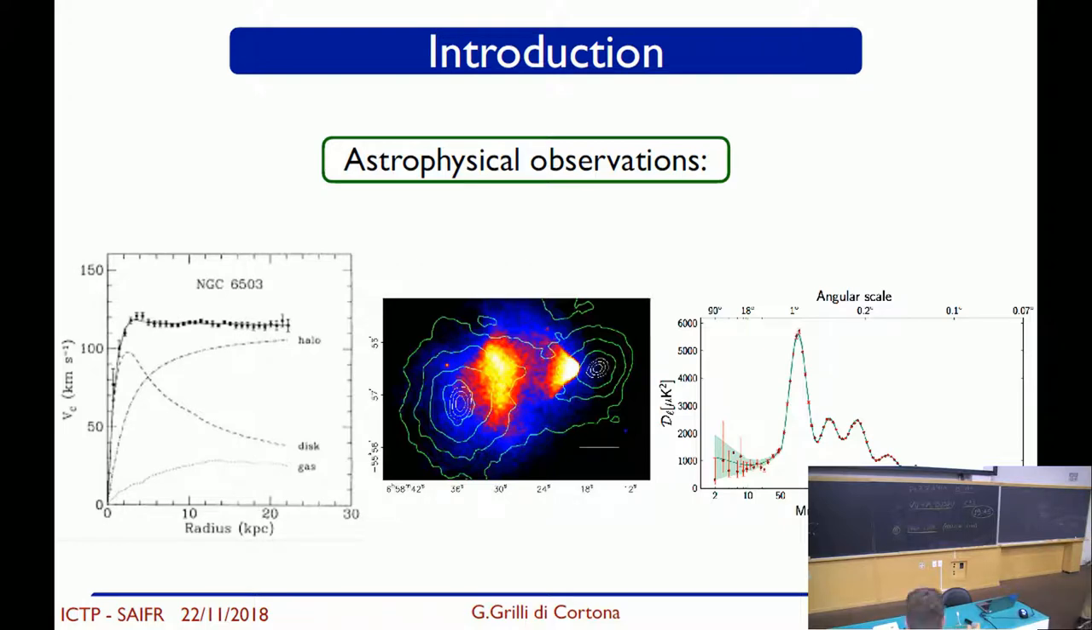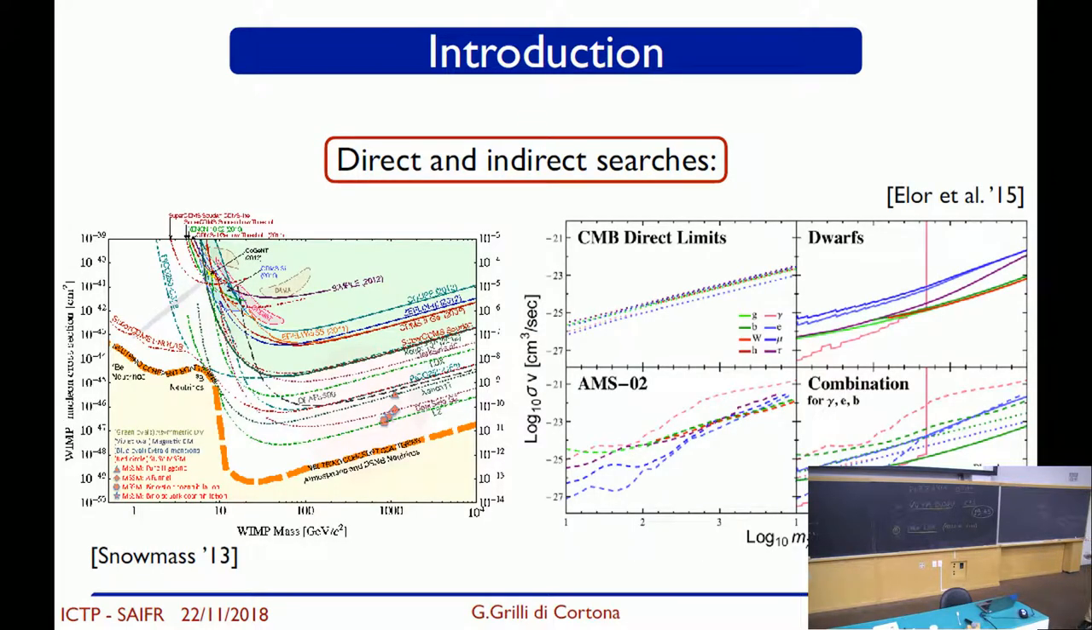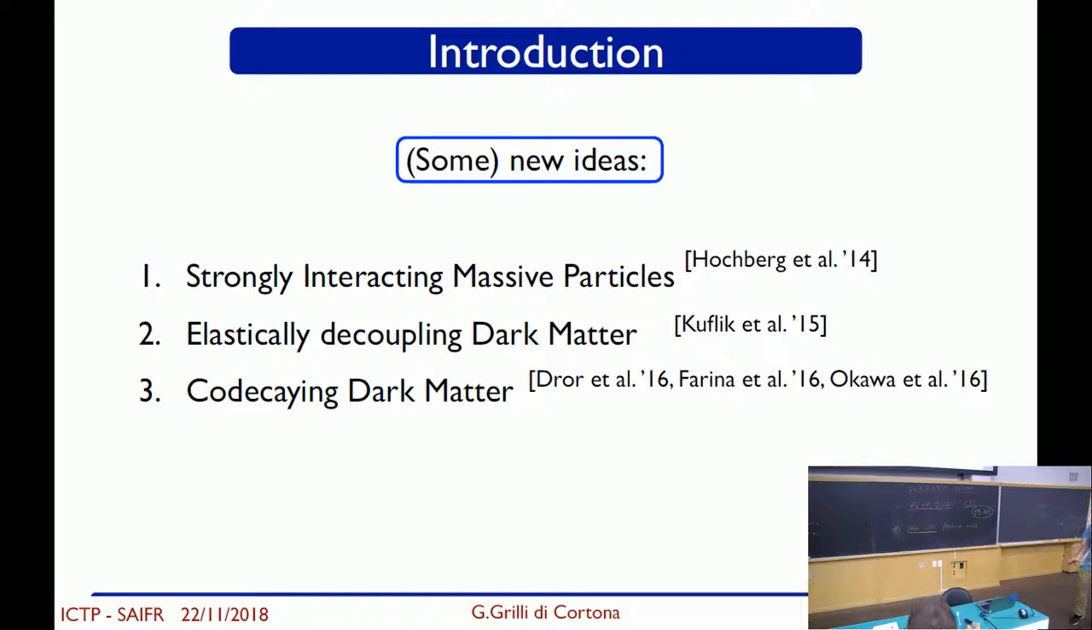We just know that there is strong evidence for dark matter that mainly comes from astrophysical observations, while direct and indirect detection searches are failing to find any dark matter particle. They are, however, putting very strong constraints on the couplings between dark matter and the Standard Model. And this leads to some tension in the WIMP paradigm and to the proposal of new possible mechanisms. Among these, there are, for example, strongly interacting massive particles, elastically decoupling dark matter, and co-decaying dark matter.